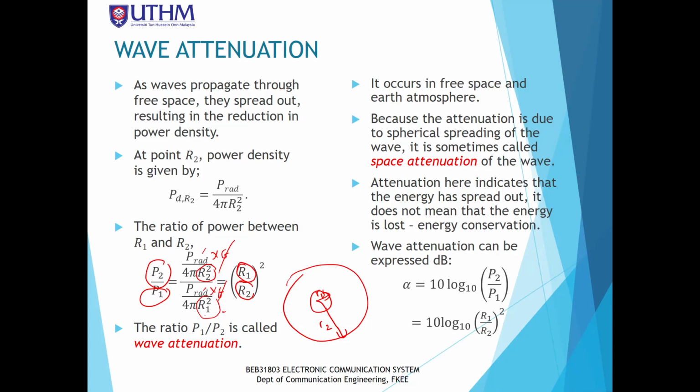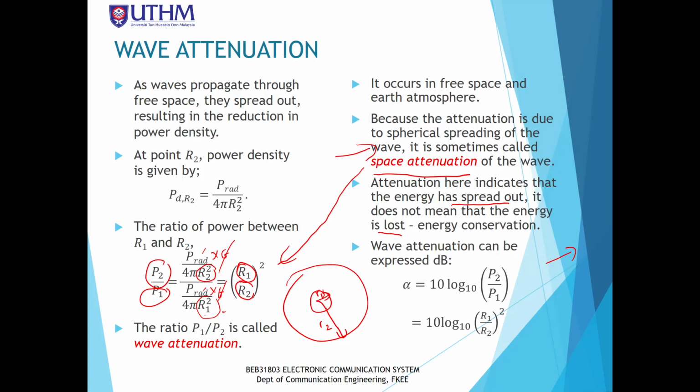Okay. So here you see that because of the attenuation due to the spherical spreading of the wave, it is sometimes called space attenuation. Why space attenuation? Because it is related to the space, related to the area. The further away the distance, the power density will become smaller. Attenuation here indicates that the energy has been spread out. If we move further away, the energy will be spread out in a bigger area. So it does not mean that the energy is lost.